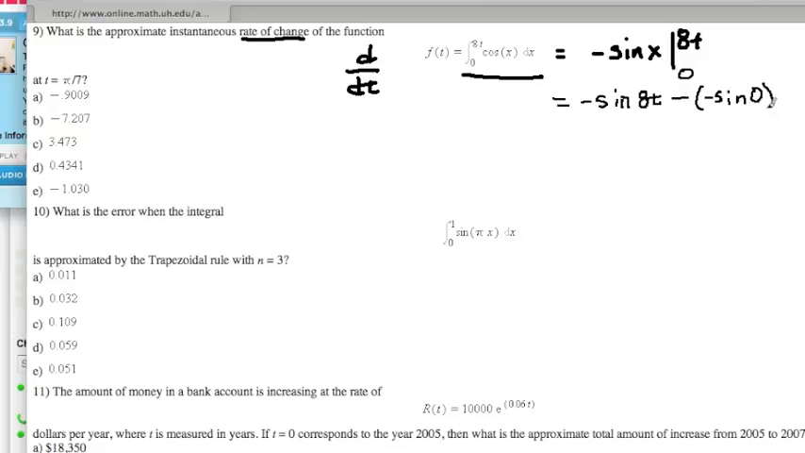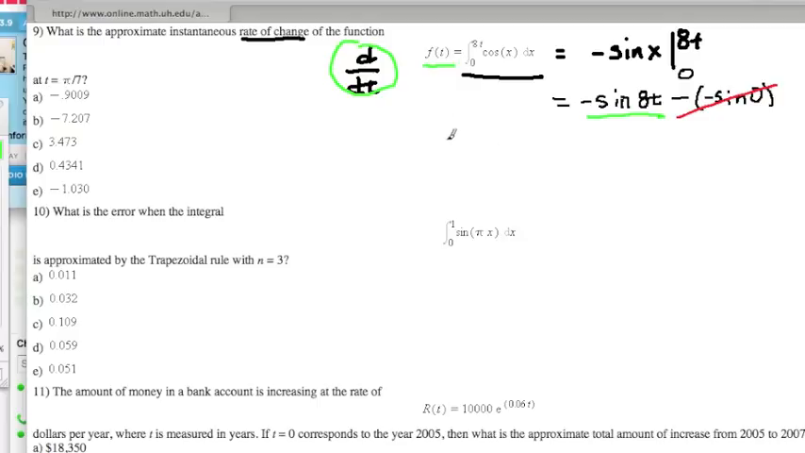Now the first thing to see is that the sine of 0 is 0, so what we like to do at this point is dramatically cross out this term just like that. So we're just left with negative sine of 8t. So we have our new function of time, or our f of t is now negative sine of 8t.